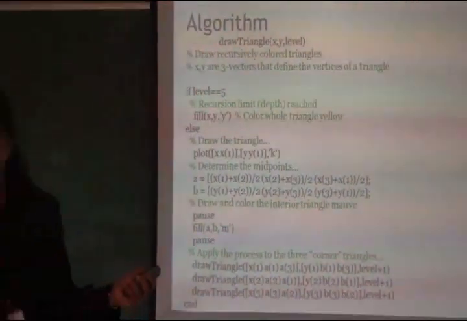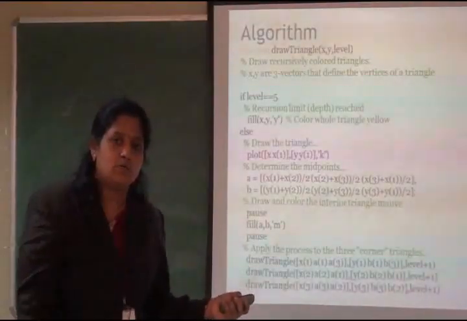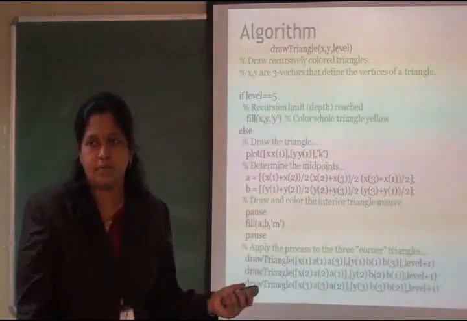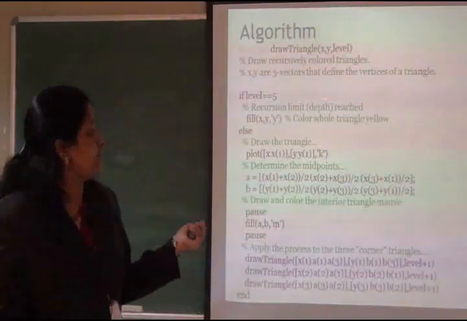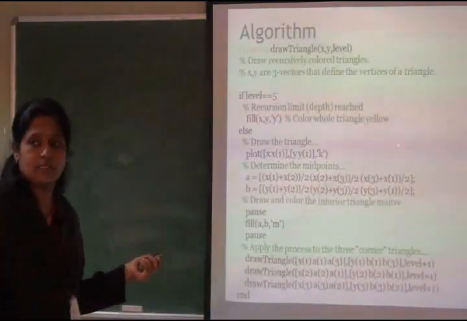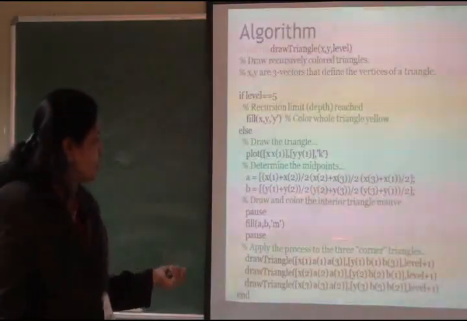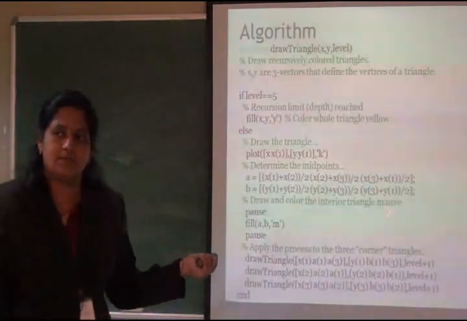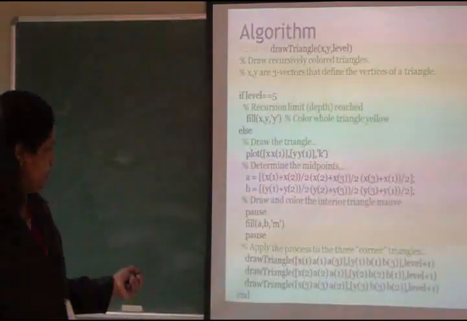In other problems, when the problem size is smaller, for example adding two numbers, we can stop it. Suppose sorting, if the array has only one element, we stop. But in geometry, how will you stop it? So we have to give the threshold value manually. If the level is 5, then stop. Recursion limit is reached, you make it yellow and come out. Else, draw the triangle, find out the midpoints, and then draw the triangle and color it pink.